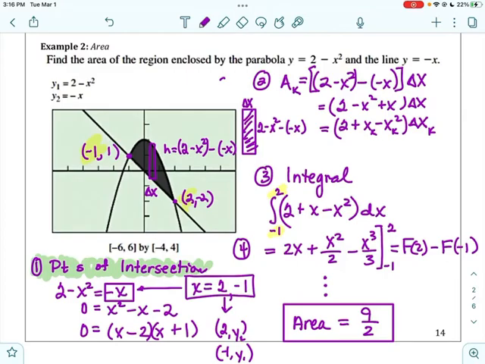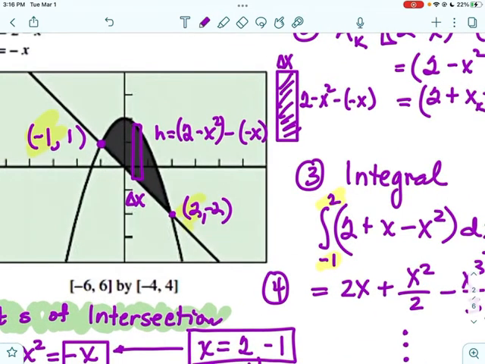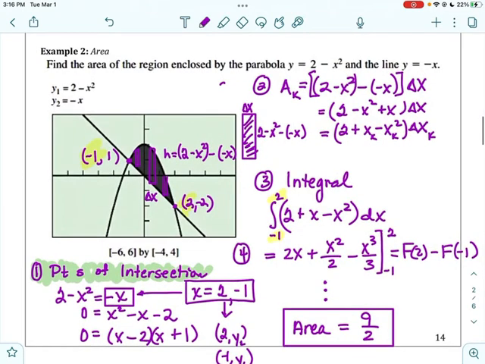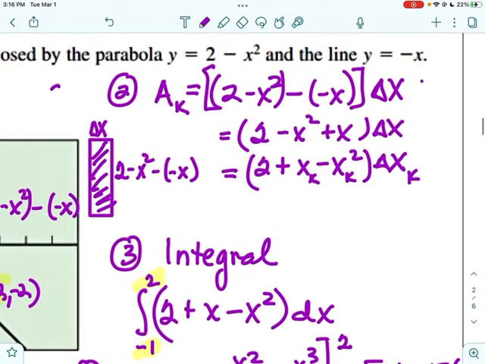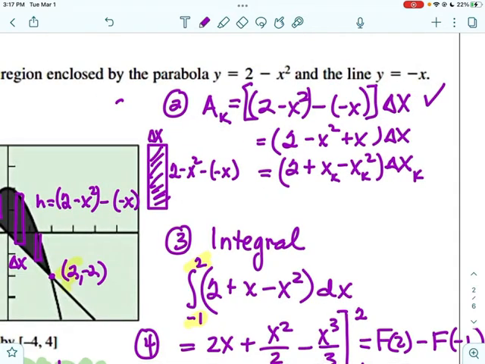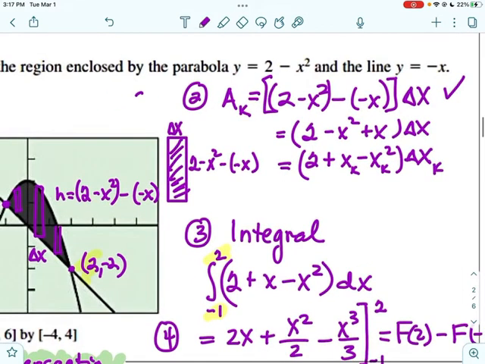So you can picture that rectangle move left and right, where the top is the top and the bottom is the bottom, all the way through the interval from -1 to 2. So first thing we did is we find the area sub k of one strip. You can see that its width is delta x, as it meets along the x-axis. And then the height of that is 2 minus x squared minus the negative x, right here, 2 minus x squared minus a negative x.